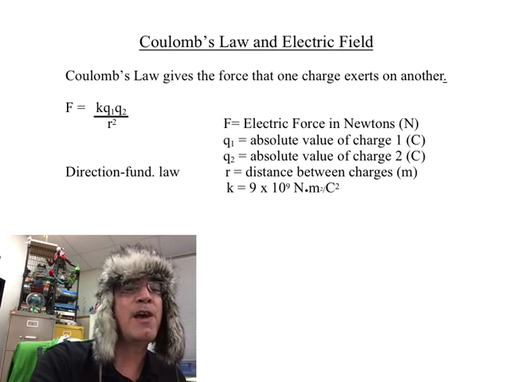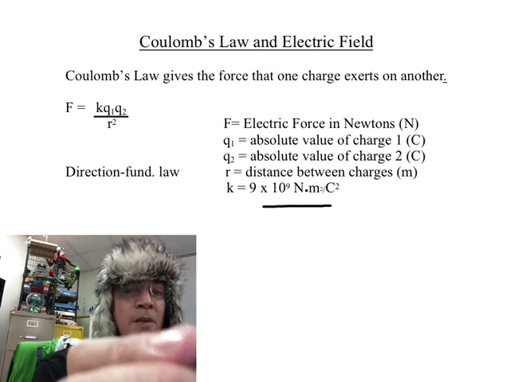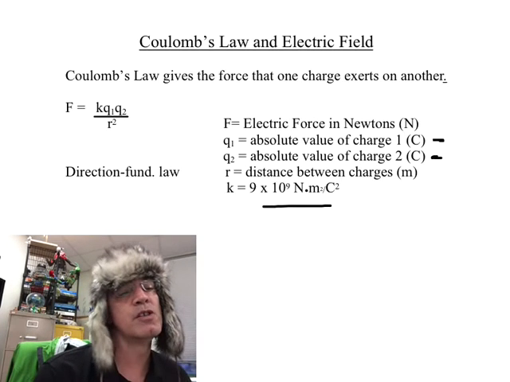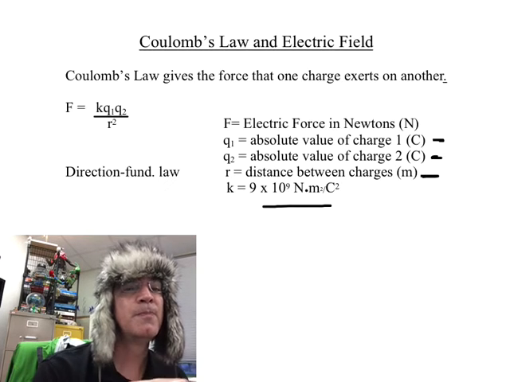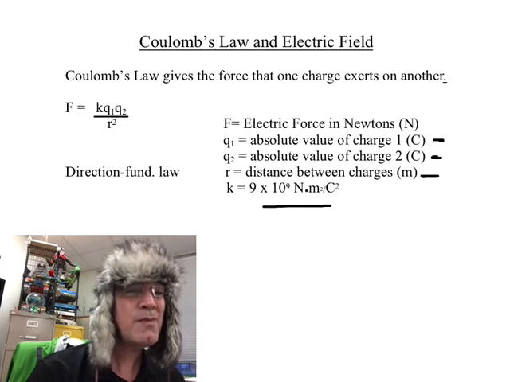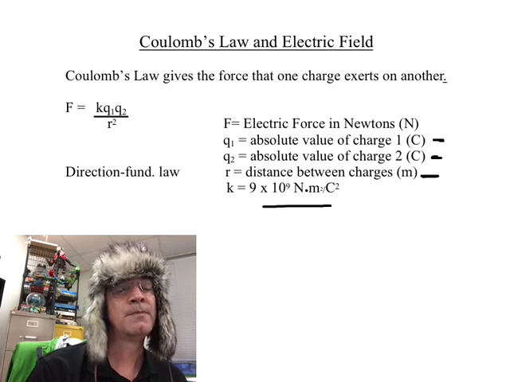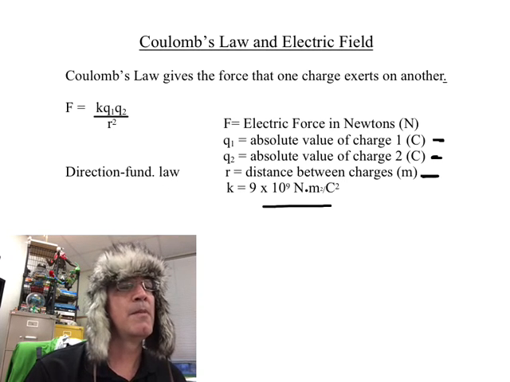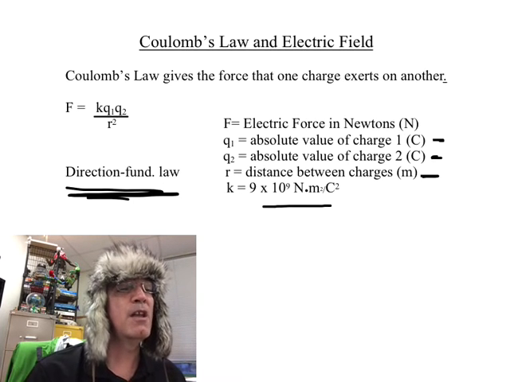My formula is F equals K, which is a constant, 9 times 10 to the 9th, times each of the two charges in coulombs, which is how we measure charge, divided by the distance between the charges, between the middle of the charges, squared. Notice this looks a whole lot like our gravity formula. And there's a reason for that. We'll talk about that later.